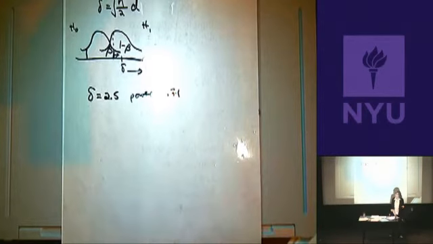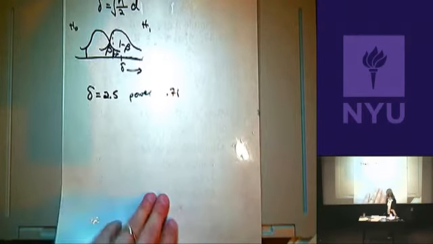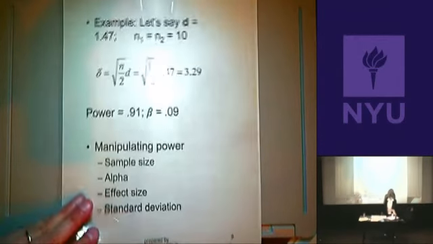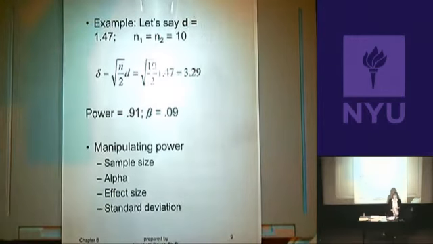Okay, let's extend our example. That's just looking up in one table, but I've given you delta. What if I don't give you delta? Let's take a look at this first example. Let's say I give you an effect size of 1.47. Again, I'm giving you all this information. We're going to work back further and further until we don't have so much information.